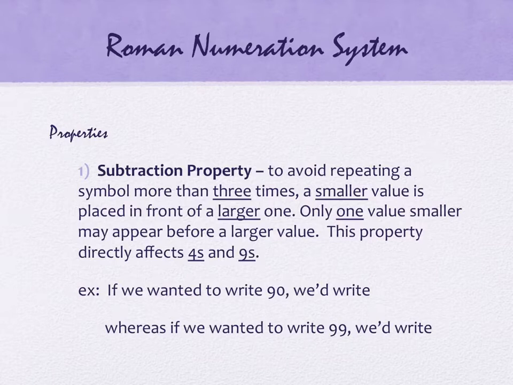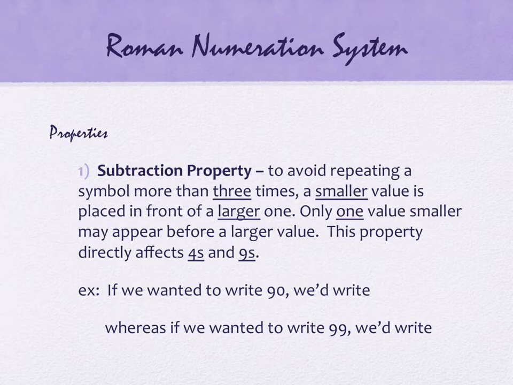To avoid repeating a symbol more than 3 times, we take a smaller value and we place it in front of a larger one. Now there are some conditions upon the ways in which we can do that. We're doing what they did, so we don't get to do it the way we want to. That's not an option. We do it the way they did it. It's only one value smaller that may go before a value that's larger. In particular, it is only used when we would have our numerals 4 or 9 involved. So if we had the number 49, we'd be using this property twice, once for the 4, once for the 9. But if we had 48, we'd only be using it once for the 40 part.